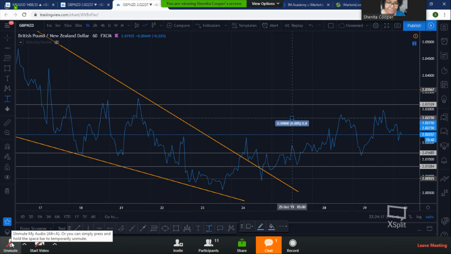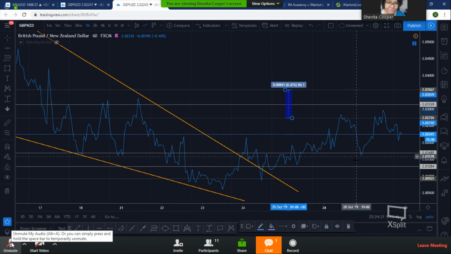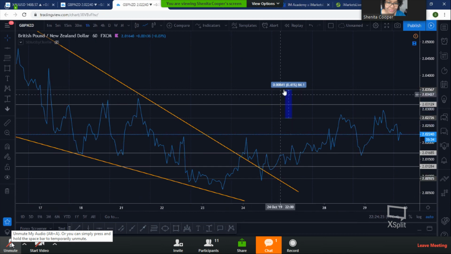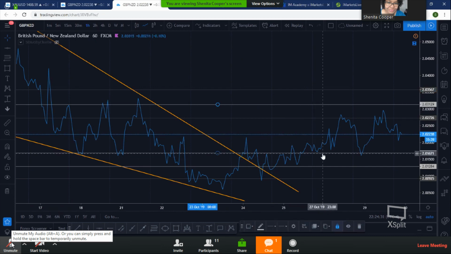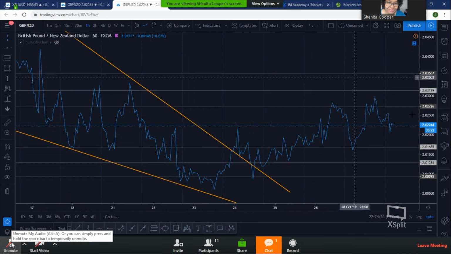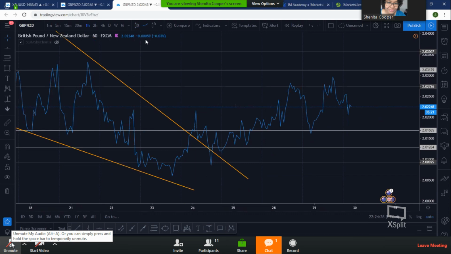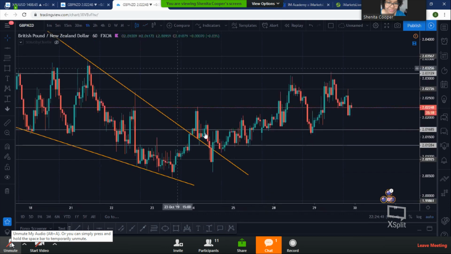Oh, don't get excited about the pippage. There you go. 84 pips apart. These stay on your chart as you're trading because this is your take profit. This is your stop loss. Majority of the time.